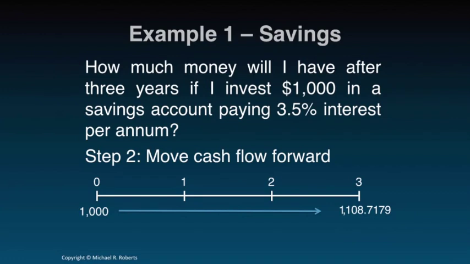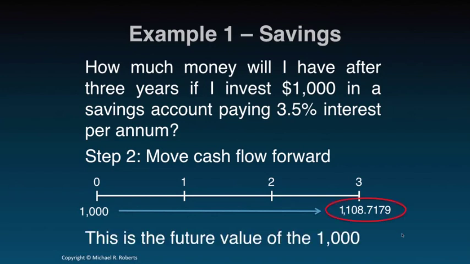If we do the arithmetic, we get that the $1,000 is worth $1,108.72, or just under 72 cents. And I should also mention that this is just the future value of the 1,000. In particular, it's the future value as of period 3 of the cash flow in period 0, which was $1,000.